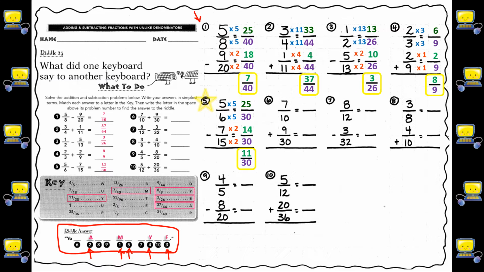30 over 30 equals 1. The answer to question 6 is 1. This matches with the letter U. So for question 6, I'm going to write U.